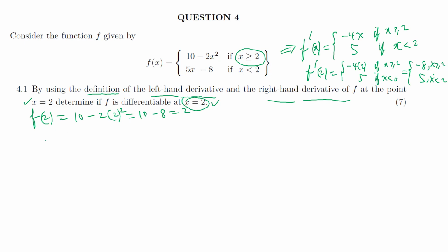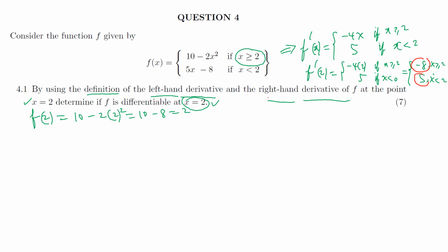That said, we continue now, but we already know the answer. So this function is not differentiable, simply because if you look very carefully, the right hand derivative and the left hand derivative are not the same. One is minus 8 and the other one is 5. So the function is not differentiable.